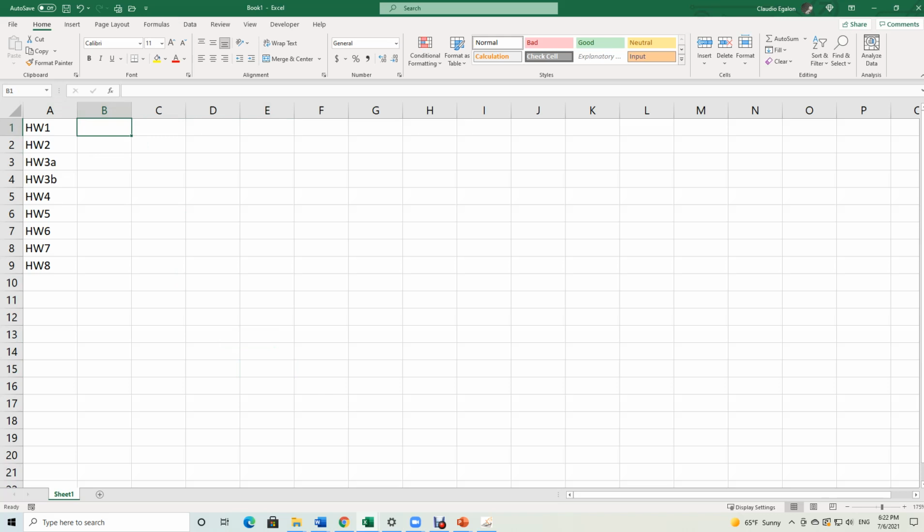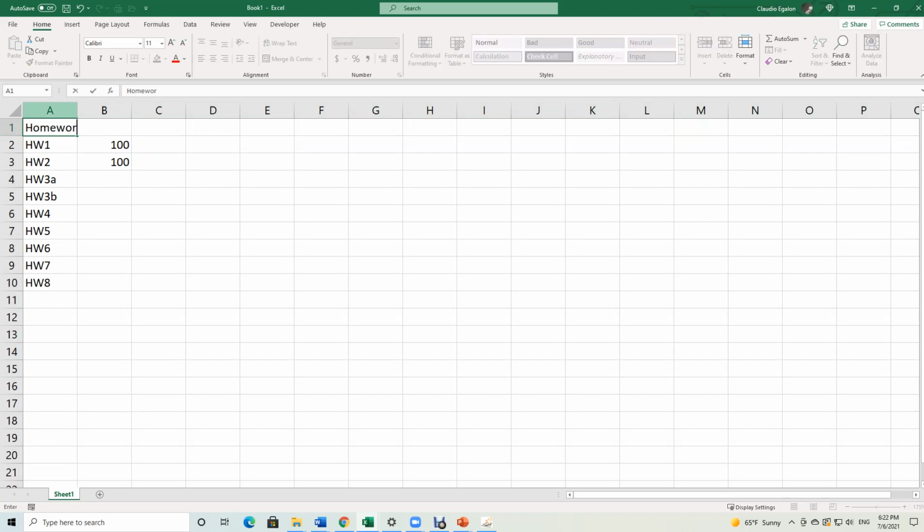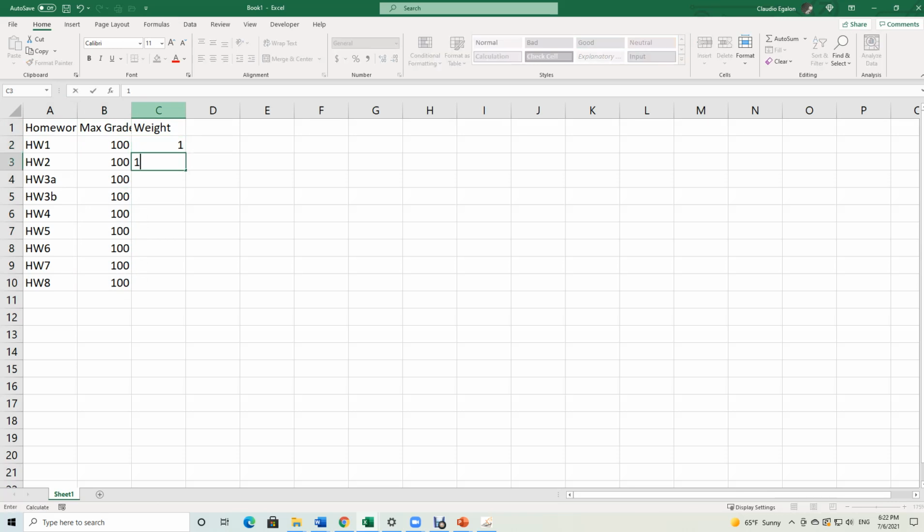Each homework has a maximum grade of 100. Okay, and then we have a weight for each homework. This homework has weight 1. Everyone has weight 1, with the exception of homework 8 that has like 90 problems.